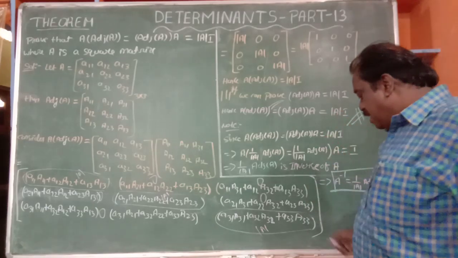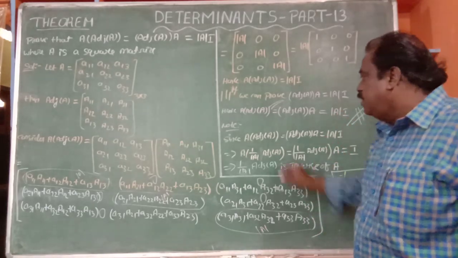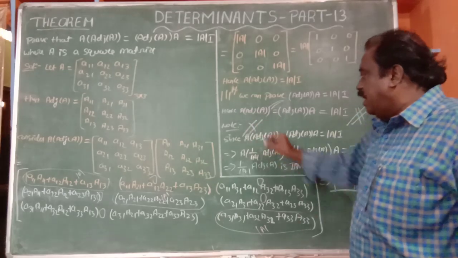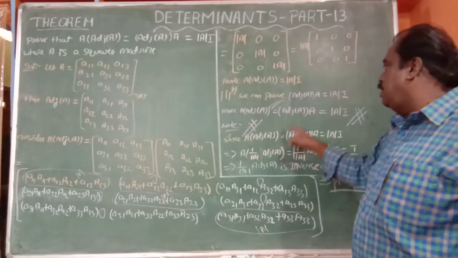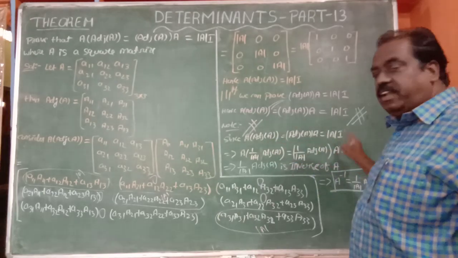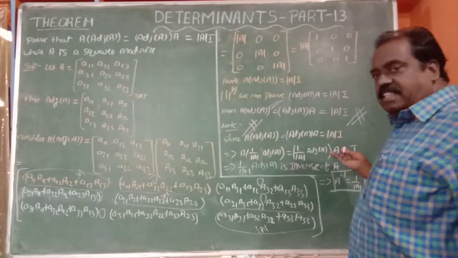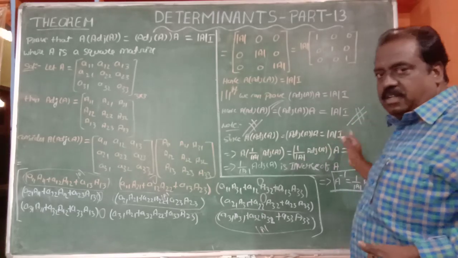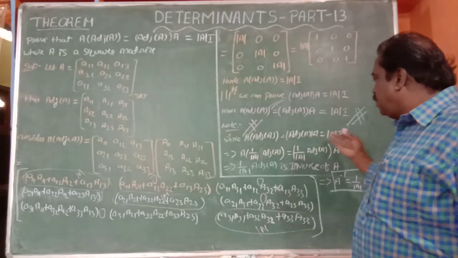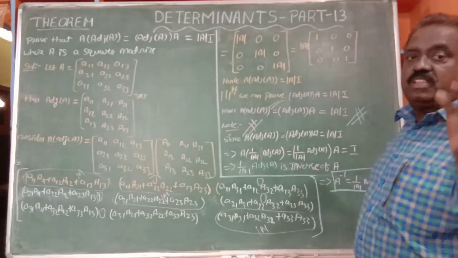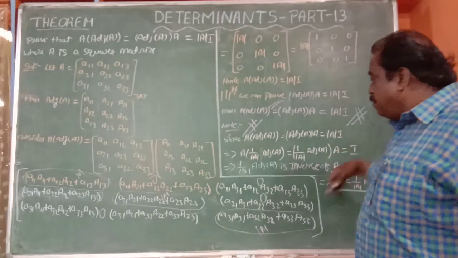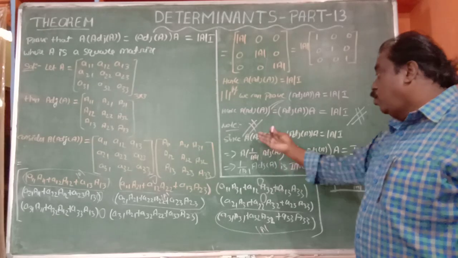Okay. Here, one more thing I want to tell. There is a notice there. Since what I proved, A into adjoint A is equal to adjoint A into A is equal to det A into I now. That det A is a number. I am saying, not a matrix. I is a matrix. Here also there are matrices. But det A, the determinant of a matrix, is a number.